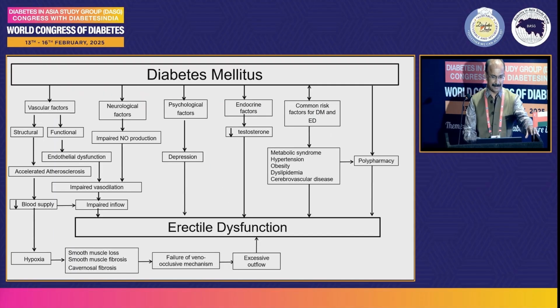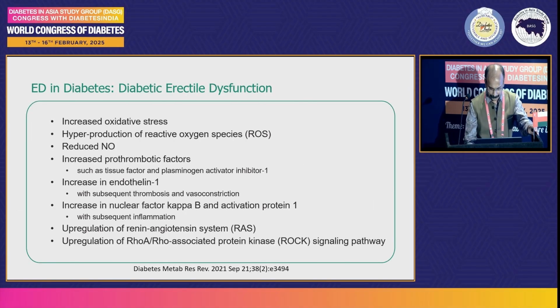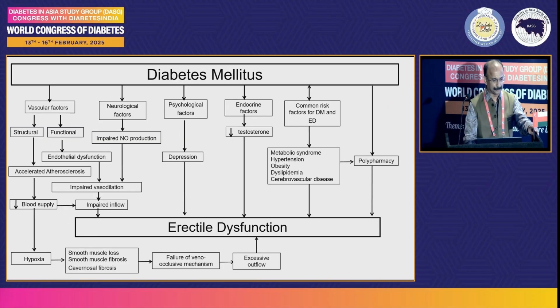So in diabetic erectile dysfunction, there are structural and functional vascular factors, neurological factors which lead to impaired nitric oxide production, psychological factors, endocrine factors like reduced testosterone production, diabetes-associated comorbidities and complications, and polypharmacy. All these contribute to the pathophysiological mechanism of erectile dysfunction in people with diabetes. So diabetic erectile dysfunction is considered a special entity.